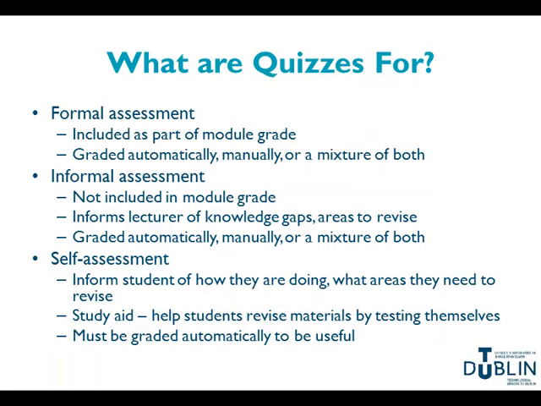And the final type of quiz is more for the student than for the lecturer. It's for their own self-assessment, a kind of gap analysis idea, where the student needs to know, maybe before exams, what are they strong on, what areas do they know enough about, and what areas are they weak on, what do they need to know more about, what do they need to study and focus on. So self-assessment quizzes are a study aid for the students, and obviously these types of quiz have to be graded fully automatically in order to be useful. They need to get their grade as soon as they've done such a quiz.